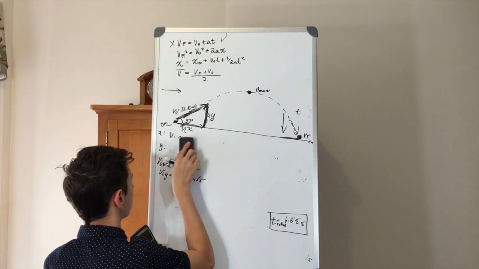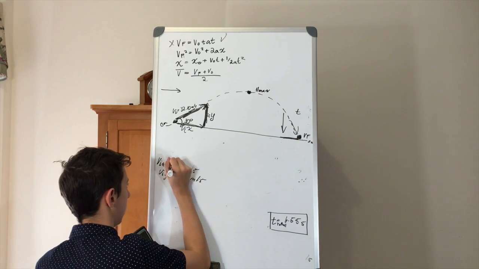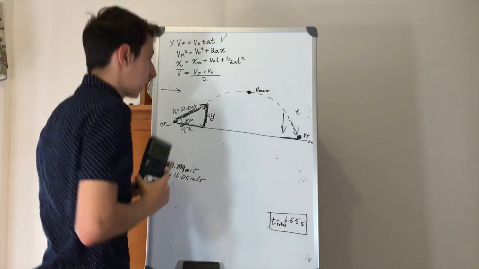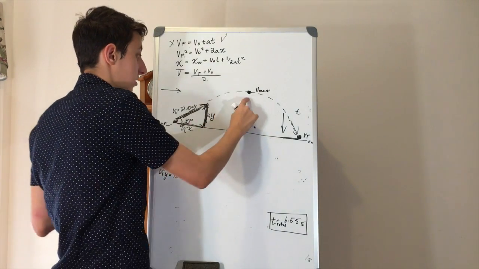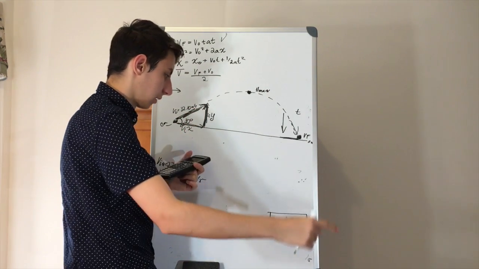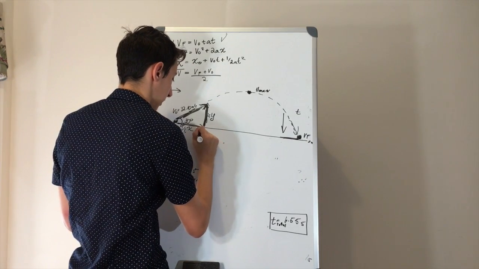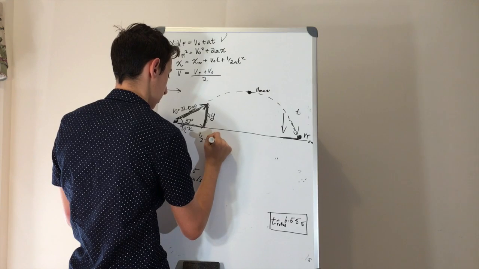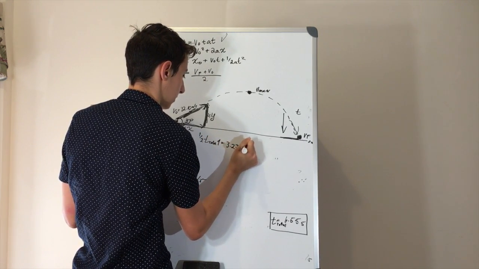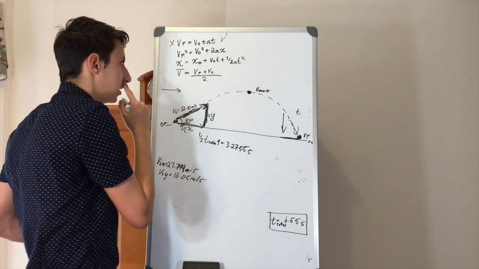So what we can do is, I accidentally erased that. What we can do is assume that the time for the ball to reach the maximum height is half of the time for the ball to reach the ground. So we can just divide our total time by 2. We get half t total is equal to 3.2755 seconds. Now, with using that, we can look at one of these equations.